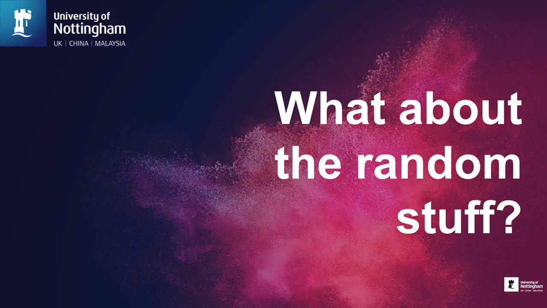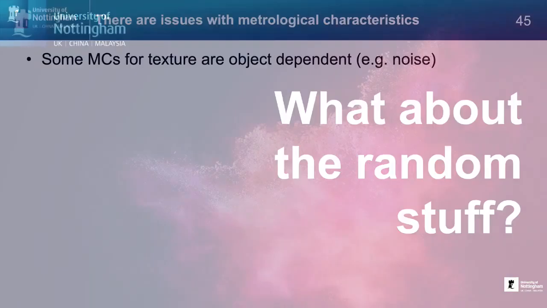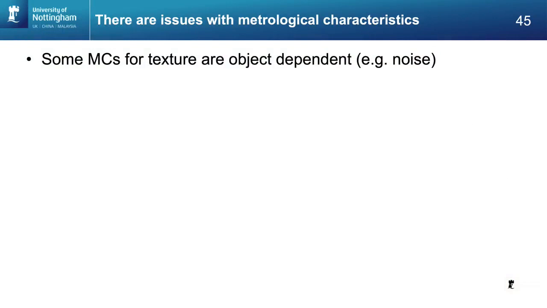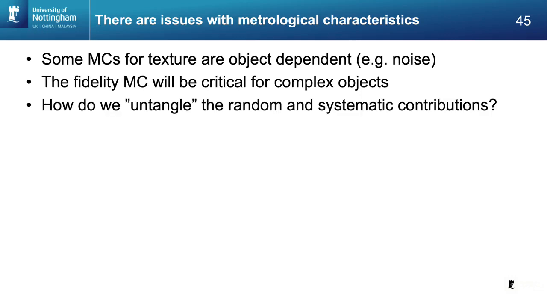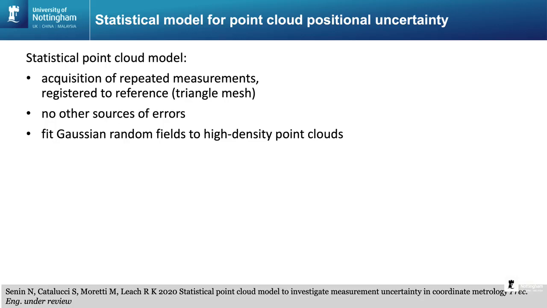But what about the random stuff? How do we take into account the fact that the instrument doesn't repeat? Well, some of the metrological characteristics for texture are object dependent. Noise is one of those, as we mentioned earlier. Also, the fidelity metrological characteristic is very critical for complex objects. So how do we untangle the random and the systematic? We talked a lot about the systematic contributions, which we can determine, but how do we think about random?